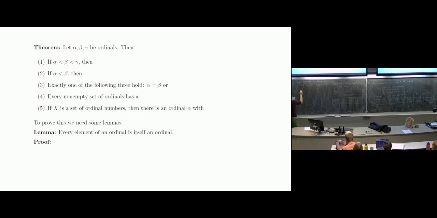Okay, so 2, if alpha is less than beta, well, it might not be obvious what we want to conclude here, then beta is not less than alpha. Because if they were, then alpha is less than beta is less than alpha, so alpha is in alpha, but we already contradicted that. That's not possible by transitivity and irreflexivity.